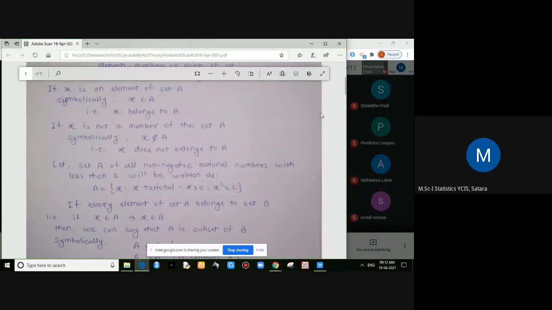Rational means, what is the meaning of rational and irrational?